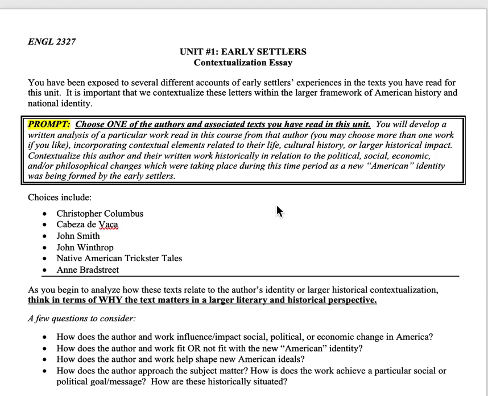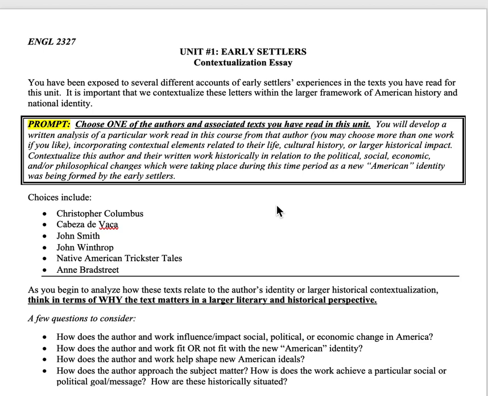And then secondarily, I want you to look at how that work reflects either the biographical elements of the author or the cultural history, or how it has a larger historical impact. So for example, you're going to be doing what you see me doing in the lectures, which is analyzing the literature primarily and keeping the focus on the text, but secondarily looking at why this piece of literature matters in the larger historical context.